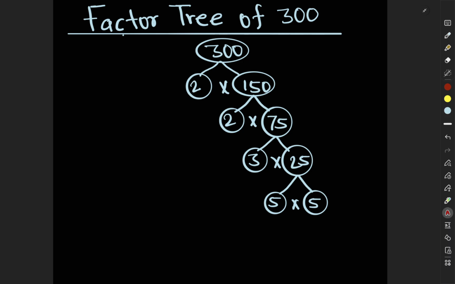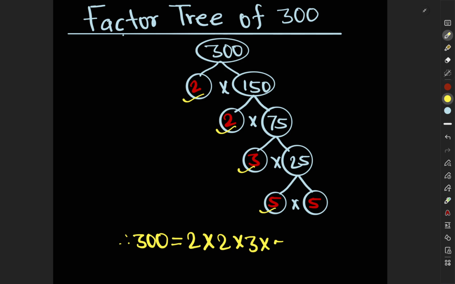So now we select the prime numbers in all these numbers. So prime numbers are 2, 2, 3, 5 and 5. So we can write 300 is equal to the product of all these prime numbers, that is 2 times 2 times 3 times 5 times 5.